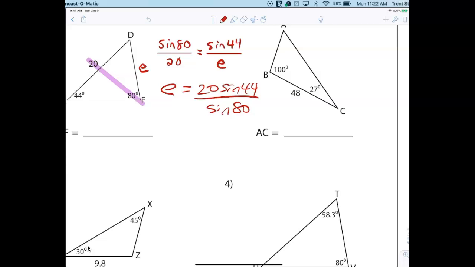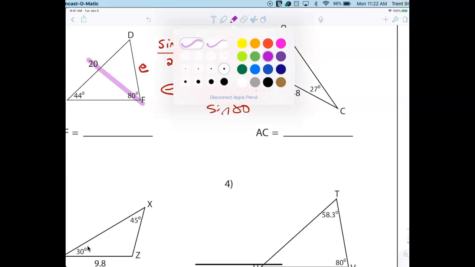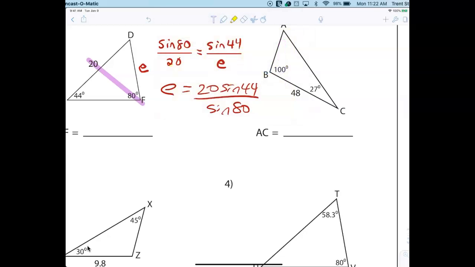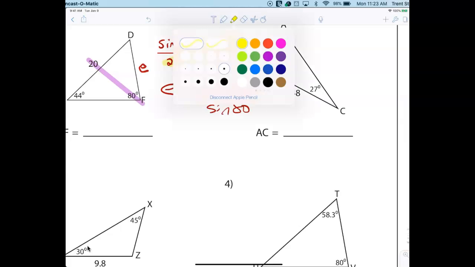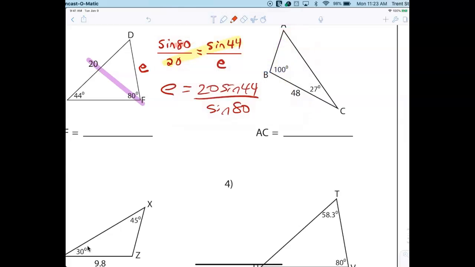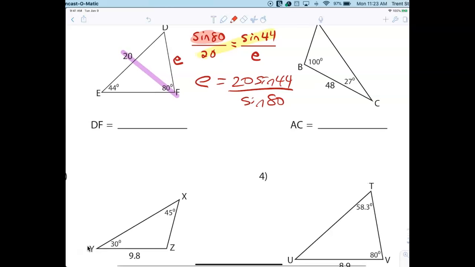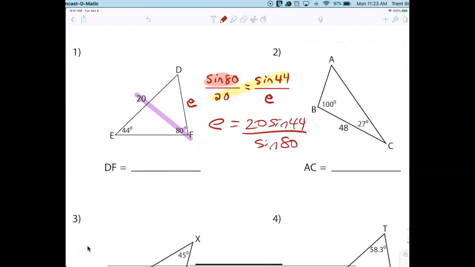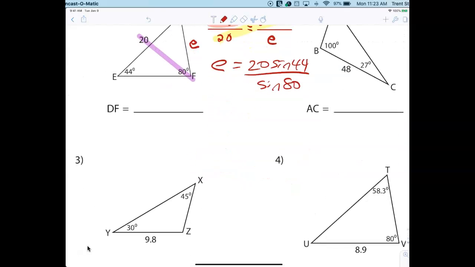So let me make sure I'm clear. I multiply these two numbers together, and then I always divide by the sine of 80. So everybody happy with that explanation? So now you take out your handy dandy calculator, cross multiply, and divide. And so E, or DF, is approximately, and we'll say to the nearest tenth, 14.1.